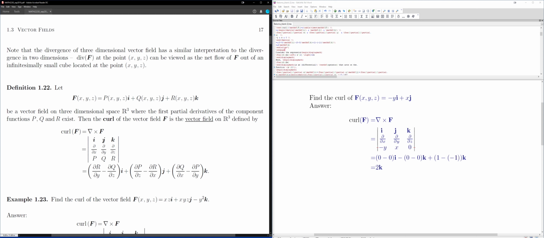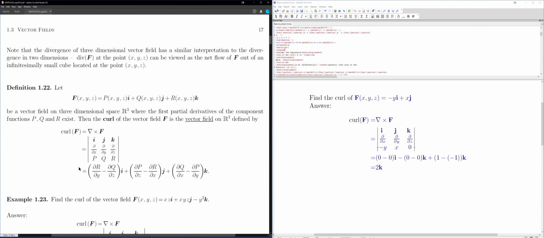And then it will be minus j times d dx against the R minus d dz against the P, right? So it's minus dR dx minus dP dz. You could actually multiply throughout with the minus sign, and you'd get what I have over here. And finally, to get the k component, it's d dx against the Q minus d dy against the P, so dP dy. So this is the definition of curl, right?